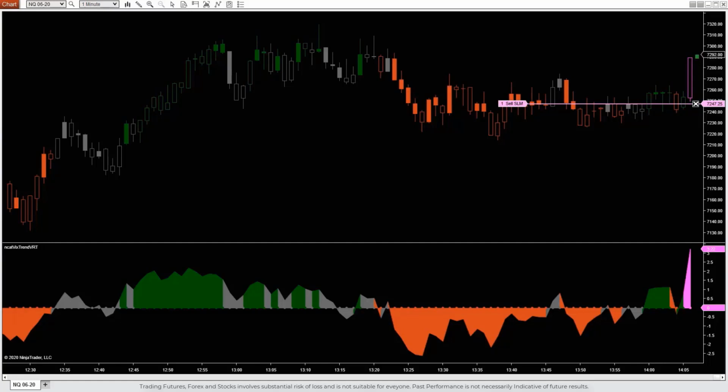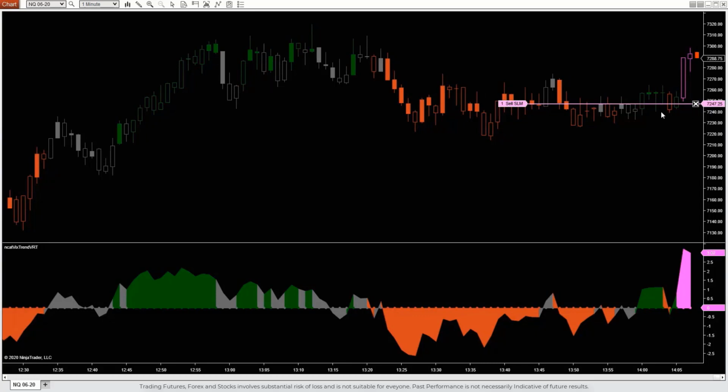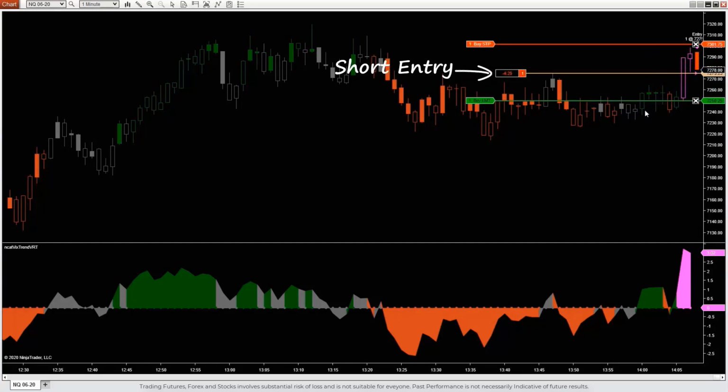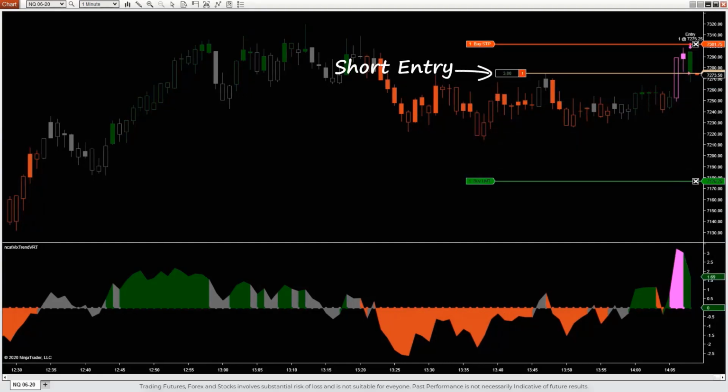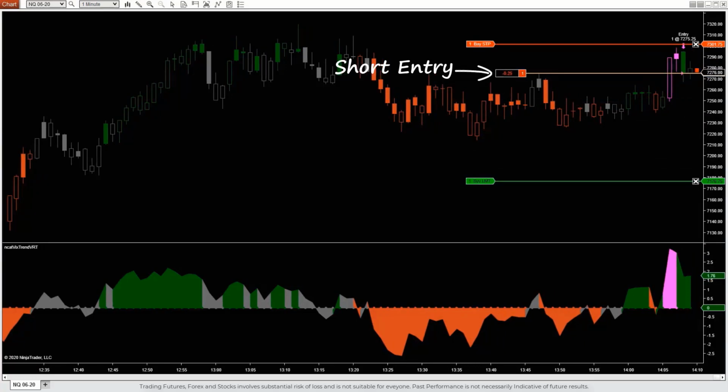Now we see we get another entry signal. So we move our sell order up here. We're always looking for the most recent signal. Let me go ahead and move the stop and target a little bit. And then we see how this plays out.